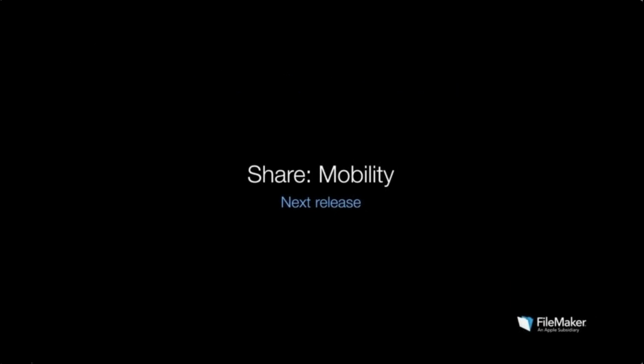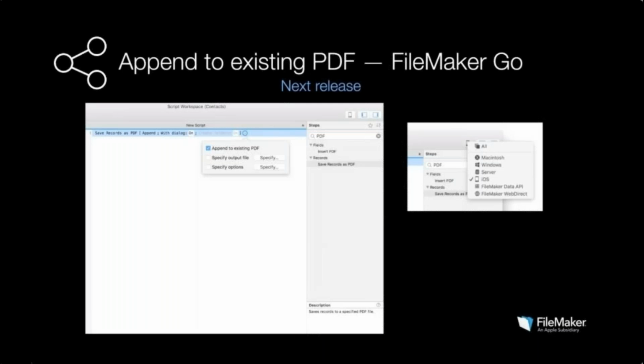Next, we'll move on to some enhancements we're making in the next release with regards to mobility. And the first is with FileMaker Go to support append to an existing PDF. This feature provides parity with our append to PDF functionality in FileMaker Pro Advanced. And with this feature, you'll be able to append additional data to the specified PDF file on FileMaker Go.